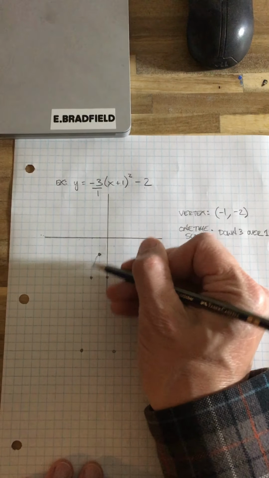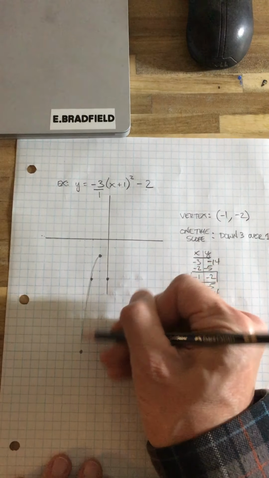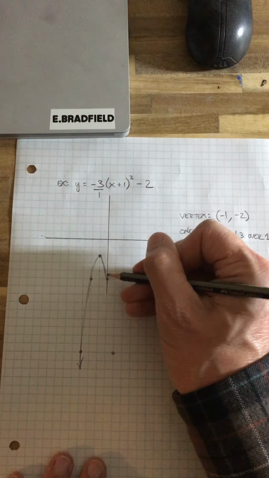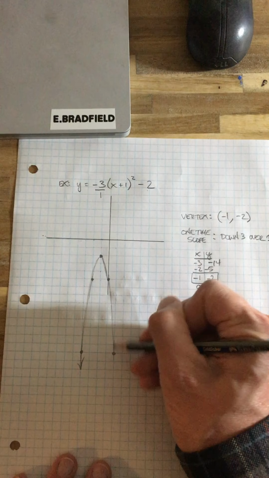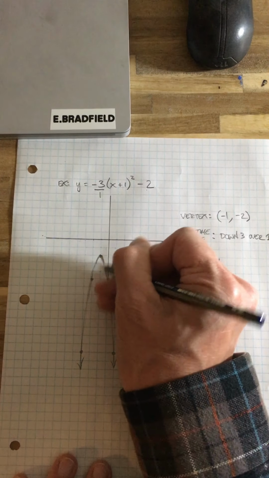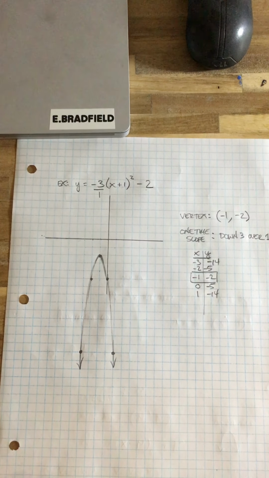Just sketch it. You can't really use a ruler there because it's not a straight line, right? So just sketch it, and remember to try to make this part as curved as possible, because it's not a V, it's a parabola.